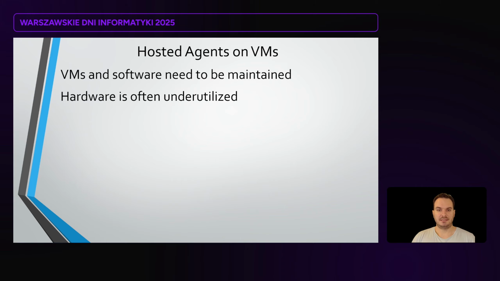Then another downside is that the hardware is often underutilized. So for example, if we have 50 developers, they work 9 to 5. So we use all of the hardware from 9 to 5. But then on the weekends or at night, we have only a handful of tests running. So maybe we only need 10% of the resources we have. But we still pay for everything. And this can lead to very expensive infrastructure.